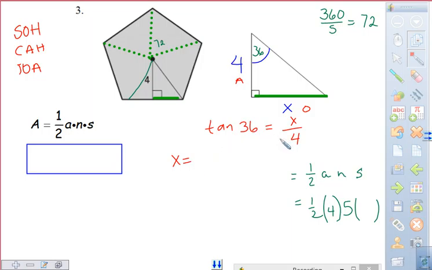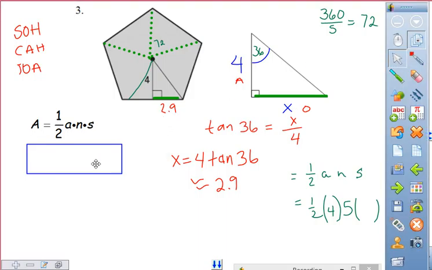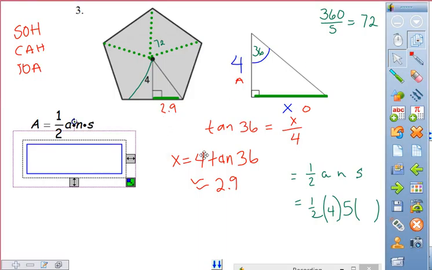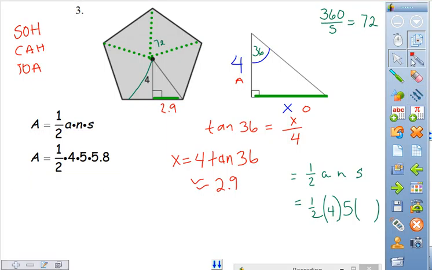So to solve for x, we multiply these two. So 4 times the tangent of 36 would be approximately 2.9. So again, that length is for only half of it. So to get the whole side, we'd have to double. So 2.9 doubled is 5.8.